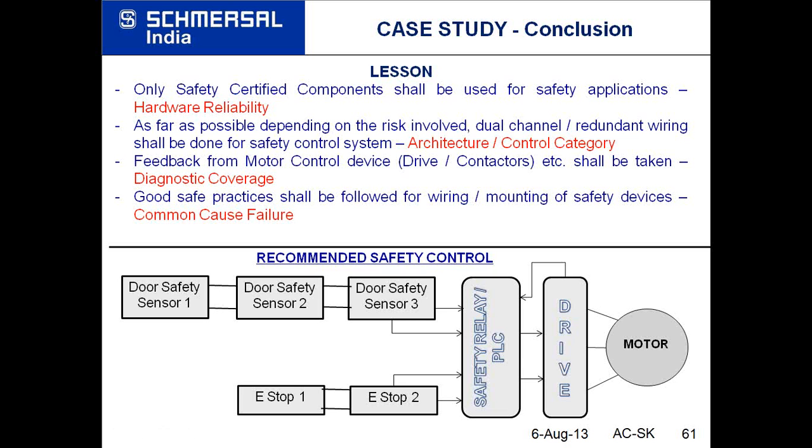And on the top, you can see there is a feedback going from the drive to the safety PLC. This feedback ensures that if there is any problem in the drive, then you should get a safe condition. So a recommended safety control system would have been something like this. This also ends my case study, and now we can have question answers.